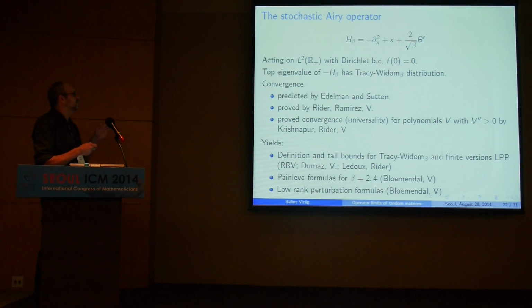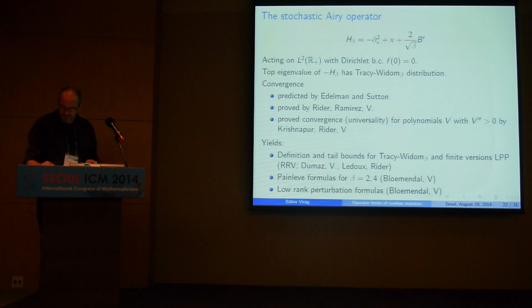And to define this for general beta, we had to go through all these stochastic Airy operators, although for the classical beta, this was defined in many other ways. So this convergence was predicted by Edelman and Sutton, and we showed it with Ramirez and Virág. And we also showed later, last year, a kind of universality. So for any polynomial which is uniformly convex, you have this as a limit for the corresponding beta ensembles.